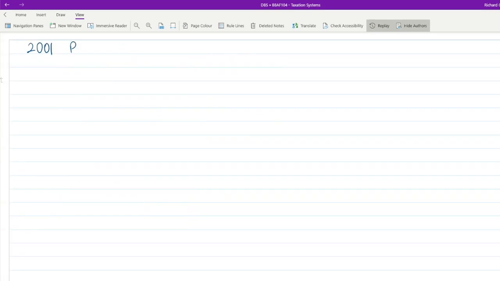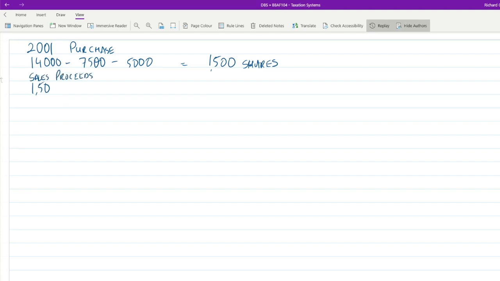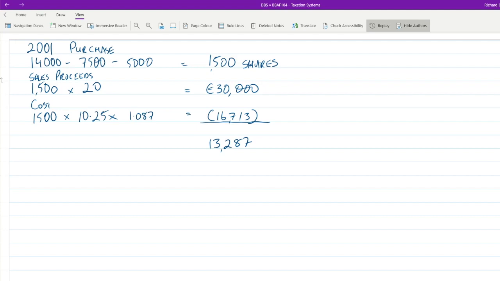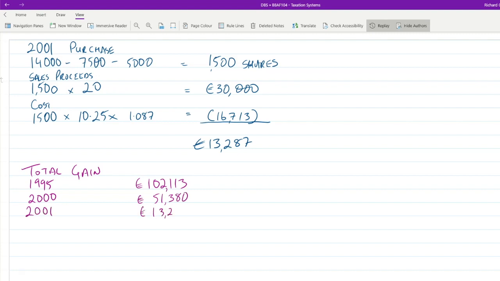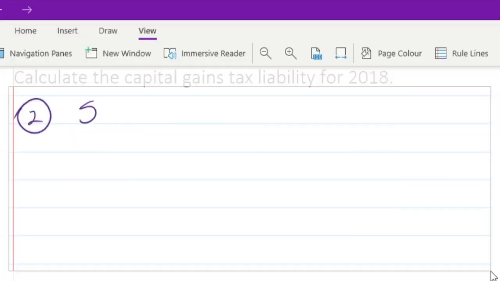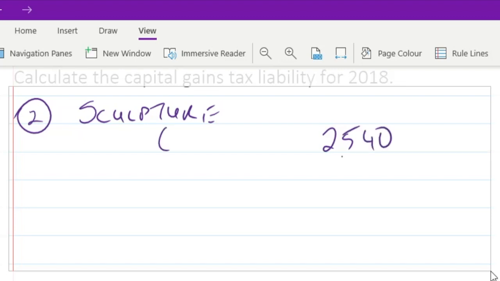both of which were purchased for different amounts. We can do the same thing for the 2001 purchase, but we need to work out how much that is first. So only 1,500 of the 2,000 shares were actually sold at this time, and so we got 30,000 for them. The indexation allows 1.087, and so the gain is 13,287. The gains from 95, 2000 and 2001 are added together to give a total gain of €166,780.